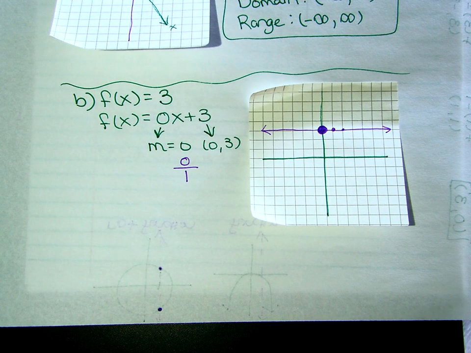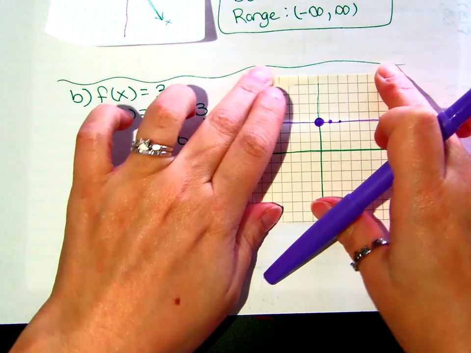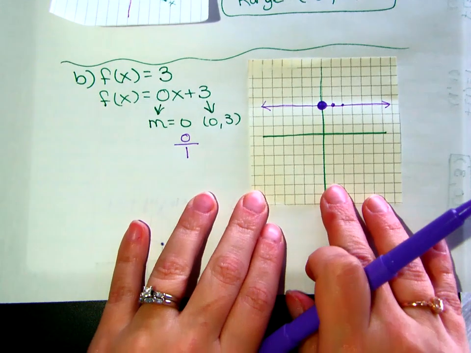Horizontal lines will always look like y equals a number and there's no x value. Vertical lines always look like x equals a number. And this is one of those two examples where it does affect our domain and our range, at least one of them.